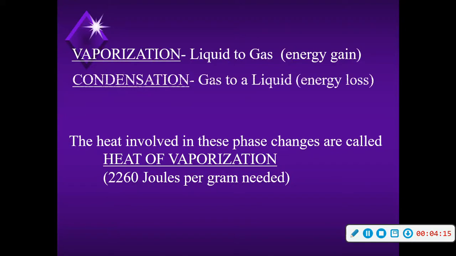Okay, and then the reverse, so vaporization, liquid to a gas, energy gain. Condensation, gas to a liquid, energy loss. This is called the heat of vaporization. And again, that's 2,260 joules per gram. The front of the reference table shows these numbers, so you don't need to memorize them.